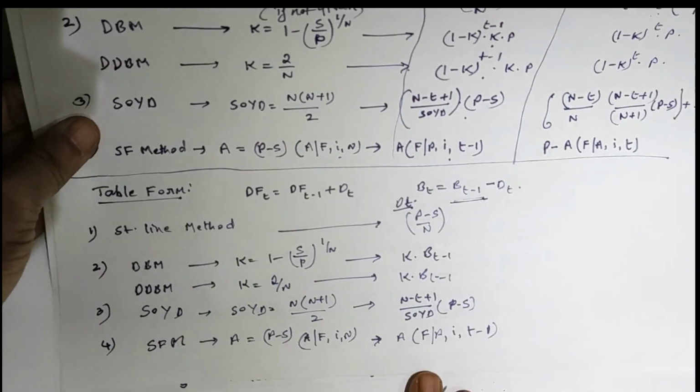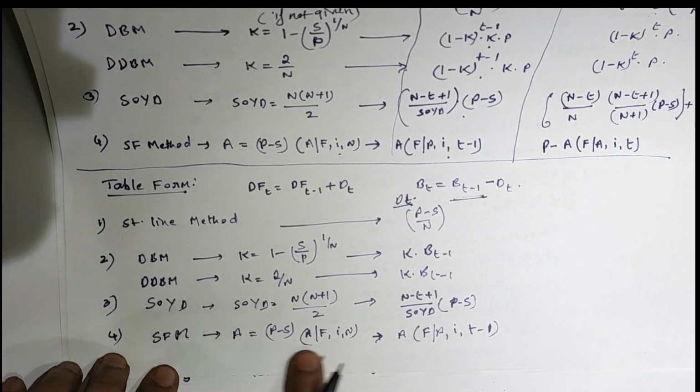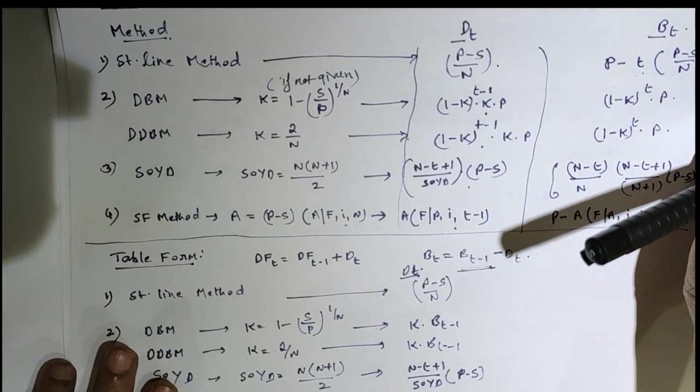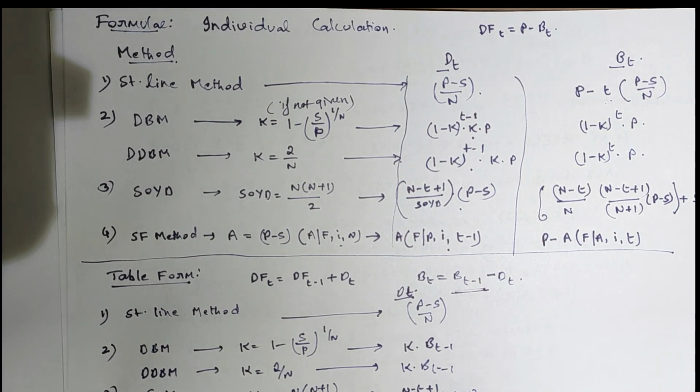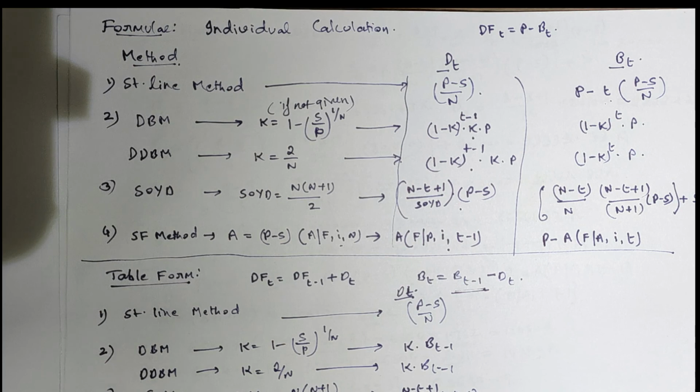So the complete thing is given in one sheet. All the formulae are here. If you remember this, it's more than enough. So thank you for your patience in listening. This is the end of problem solving on depreciation charges and book value and depreciation fund calculation. Thank you.